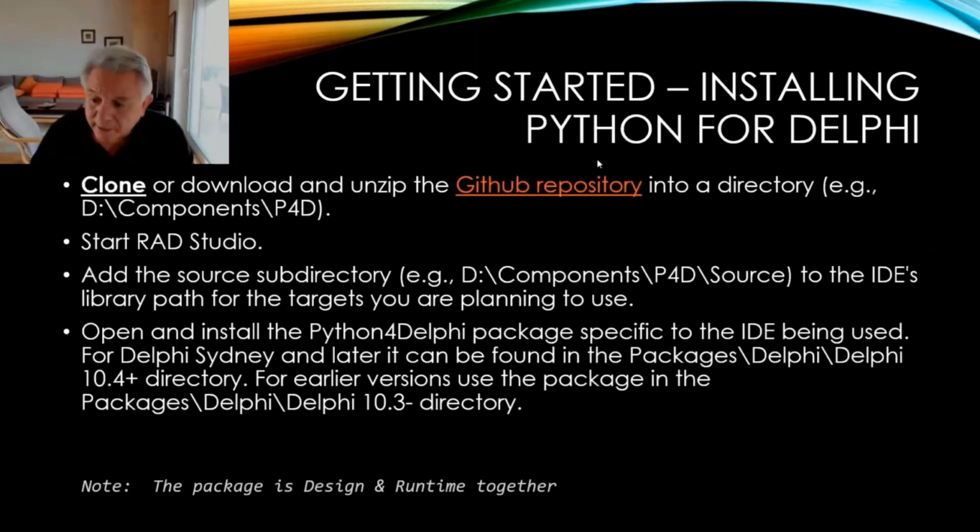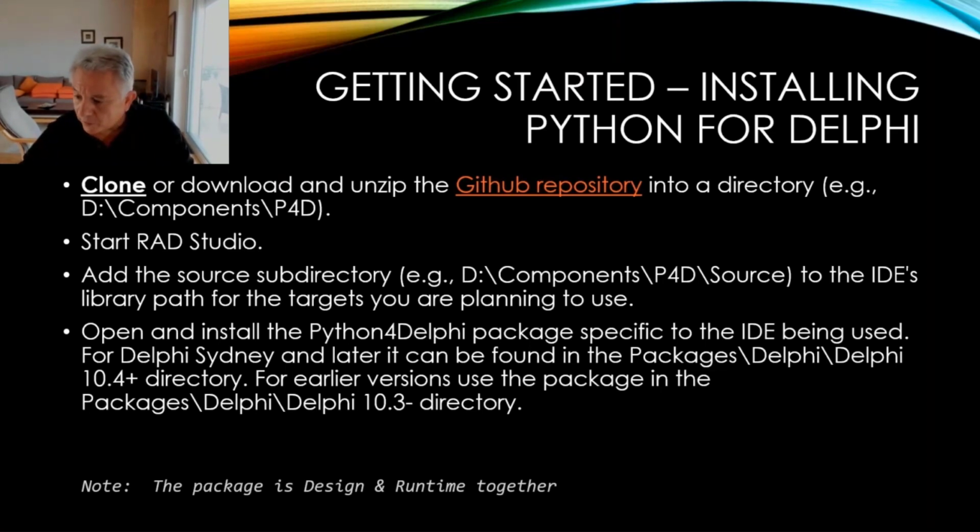Now, on the Delphi side, you can get started by either cloning or downloading the GitHub repository for Python for Delphi. My recommendation would be to clone as opposed to download, because that allows you to upgrade the code by simply updating the repository. Then you need to install the components in the normal way. You see the steps there. You start RAD Studio. You add the source subdirectory to the library path of Delphi, both 32 bits and 64 bits. And then you open and install. There's just one package. It's both a runtime and design time package. You open it and install it, and that's about it.